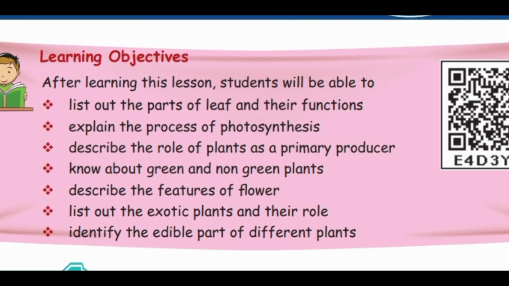Learning objective. While learning this lesson you will be able to answer all these questions below. List out the parts of leaf and their functions. Second, explain the process of photosynthesis. Describe the role of plants as a primary producer. Know about green and non-green plants.